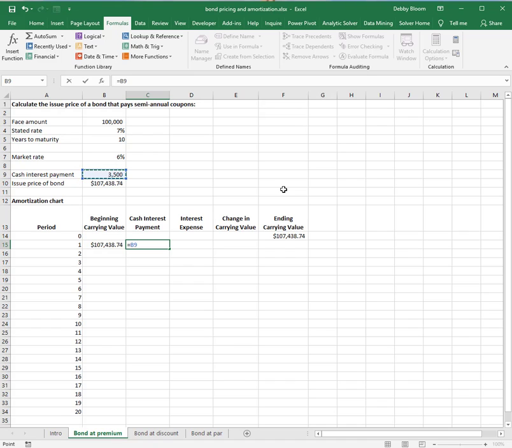But now if I copy this down, it will move. So what I want to do is make this an absolute cell reference by hitting the F4 key. So my cash interest payment will always point to cell B9, will always point to $3,500 as I copy that cell down column C.